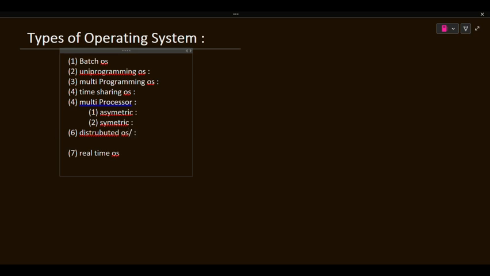This distributed OS is also called as, what we say, distributed operating system. There is another name for this. Um, it is nothing but... I'm not able to recall. I'll tell you when I get it into my mind.